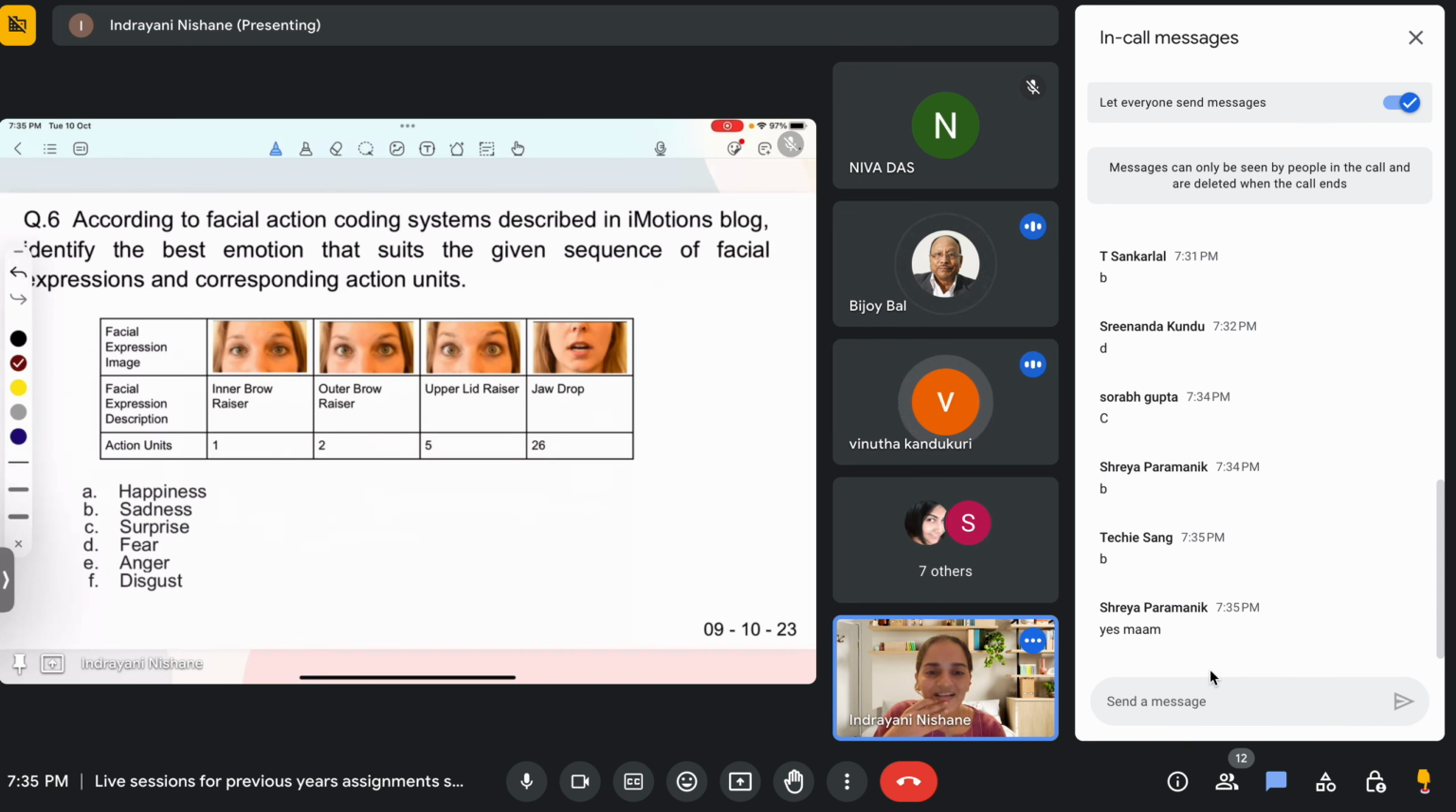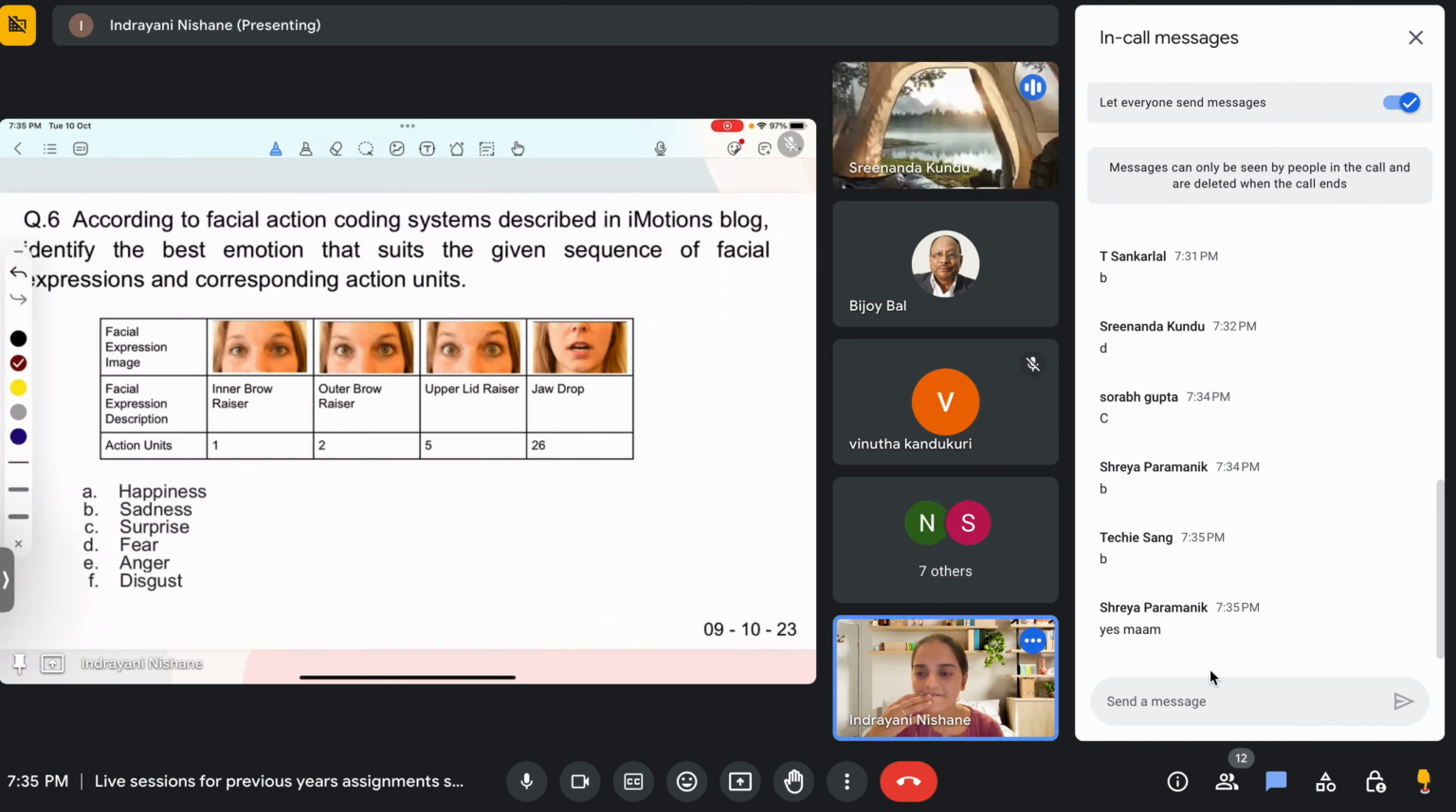Okay. Disgust. Okay, we have one interesting answer. Yeah, agreed. Kappa would be really low for options other than C. I think for C we have maximum agreement. We have a couple of sadness, we have one disgust, no happiness, and no fear and no anger for sure.